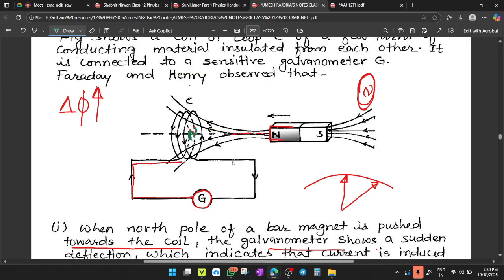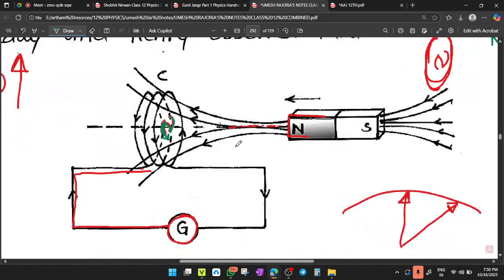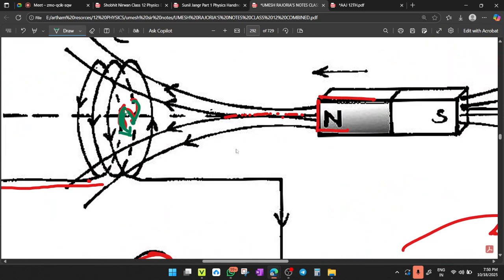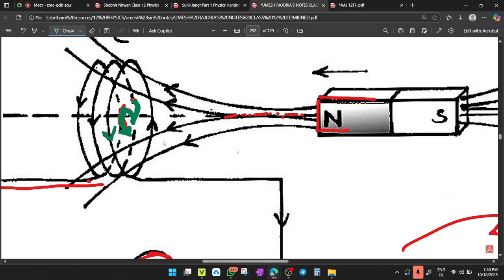Now align your current. N stands for anti. Anti is my trick. Anti means anti-clockwise. Anti means anti-clockwise. Clear or not clear? So very carefully watch this. If there is a north pole, development of north pole, check here the direction of current is like this in this turn, and here it is like this in this turn.